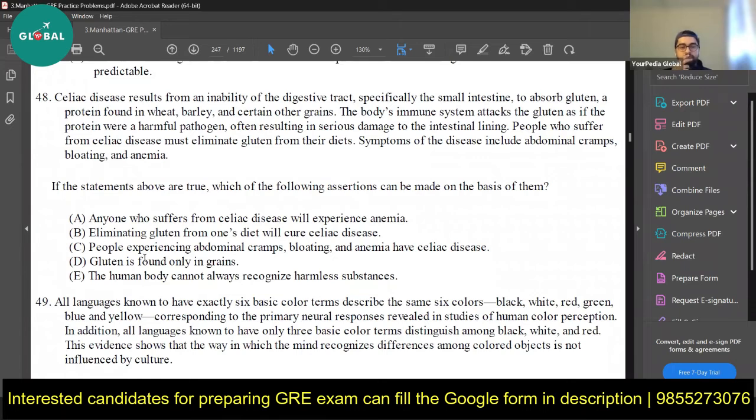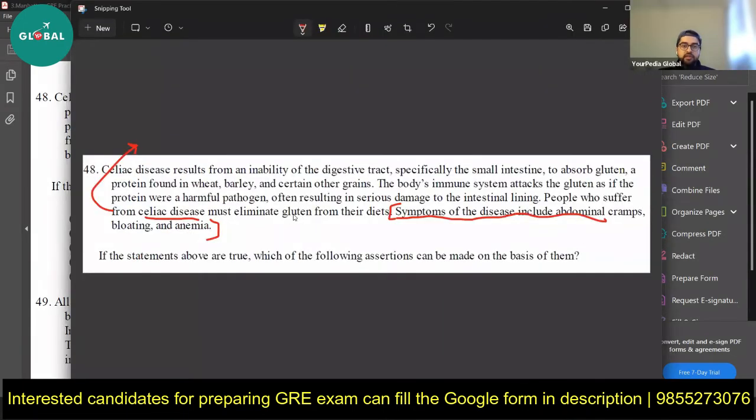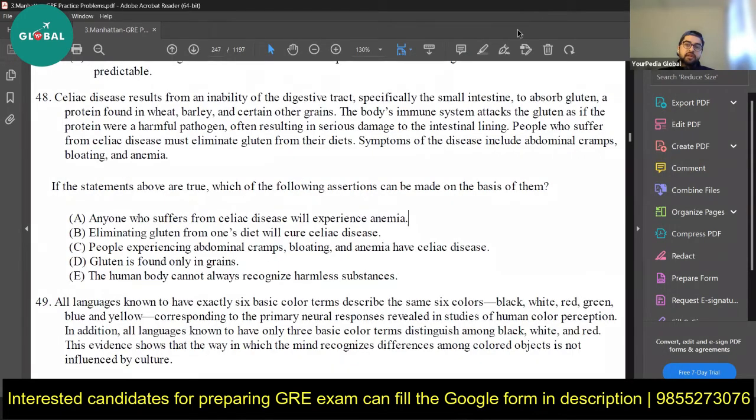What about B? Eliminating gluten from one's diet will cure celiac disease. This is what I was asking about. He is giving it from this line. He's saying if you have this disease, then you must eliminate gluten. But it doesn't mean if you eliminate the gluten, you will never have this disease. So this piece of information is incorrect, I would say. Are you understanding this one? It will never cure the disease. If you have that disease, then you must eliminate gluten, but it will not cure it. It is not like if you're not eating gluten, the disease is gone. Then what about C?